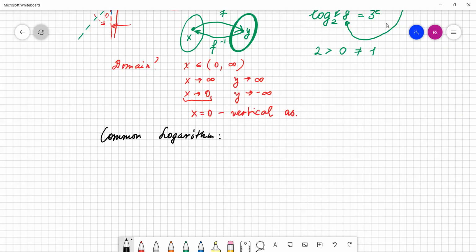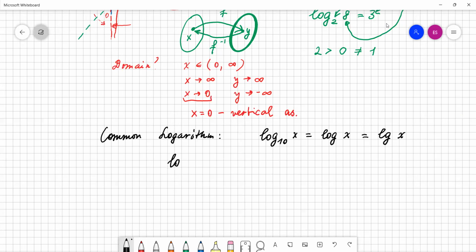What is the common logarithm? By definition, the logarithm with base 10 of x is written as just log of x, without the base, or in some calculators it's written as lg of x. This is called the common logarithm. Why are people using the common logarithm?